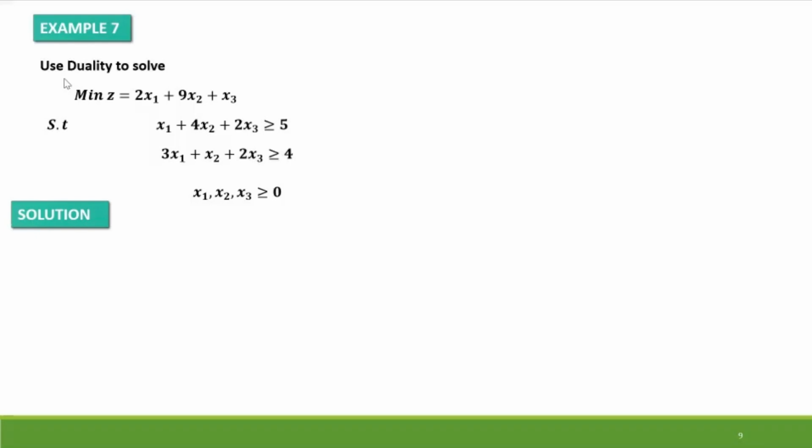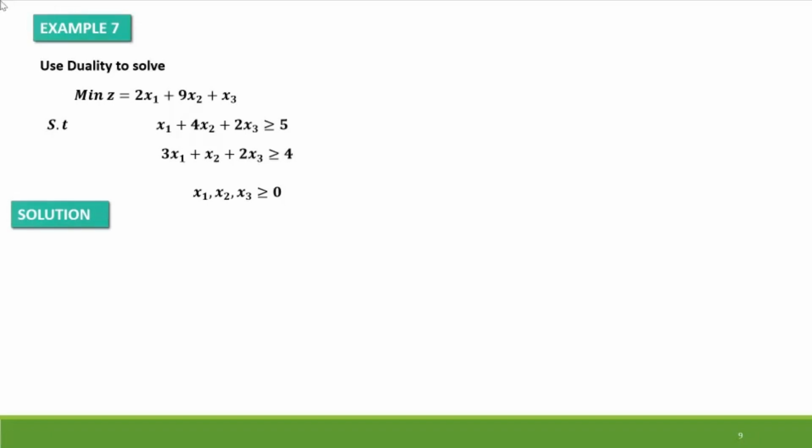We'll just continue with that same problem. So when they ask to use duality to solve, first we have to find the dual, solve the dual by either simplex method or by big M method, and then write the answers. Because when we calculate the dual, the variables are changed to y1, y2. So once you solve by using simplex method or big M method, you will get the values of y1, y2.